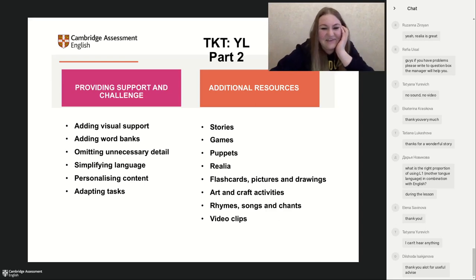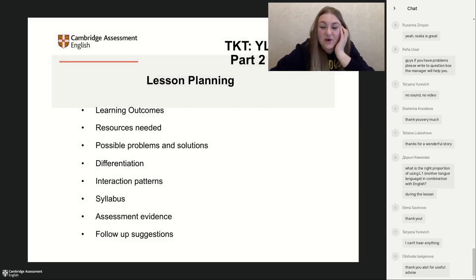Okay. Right. So part two. The main focus of part two is on planning. And here you can see eight main components of a lesson plan.